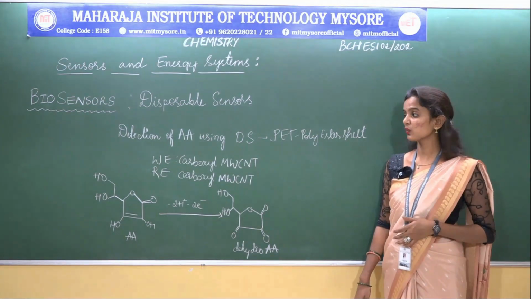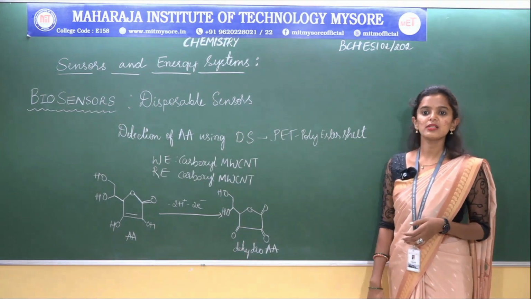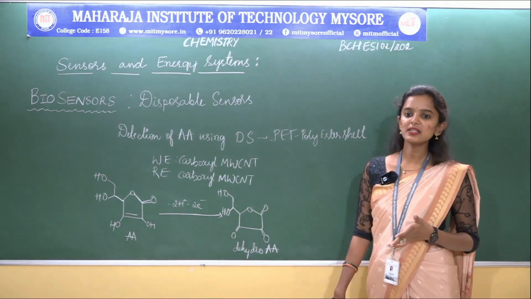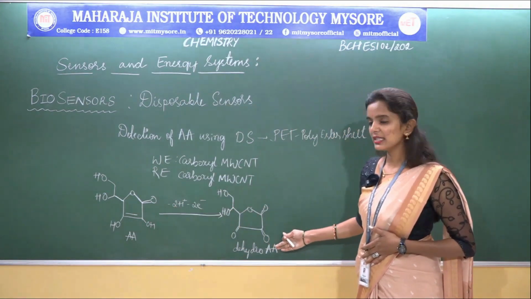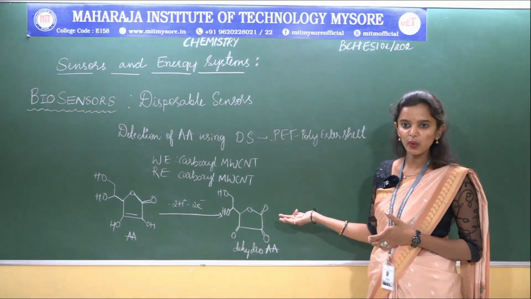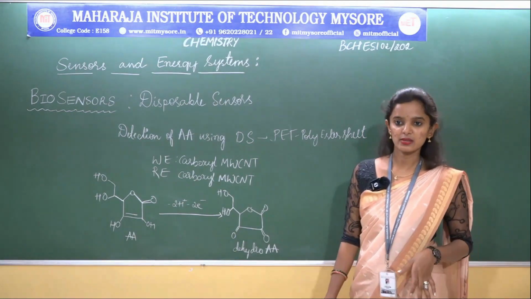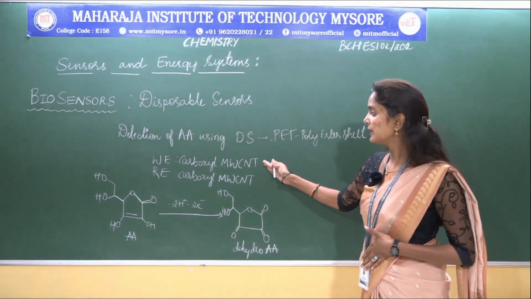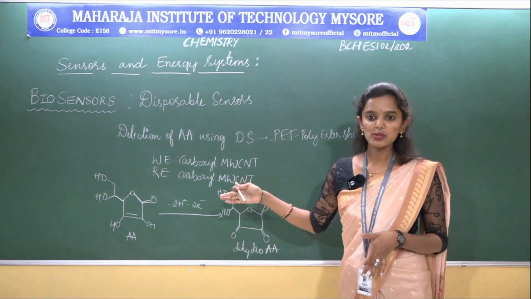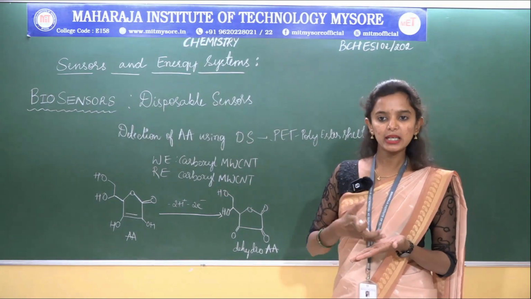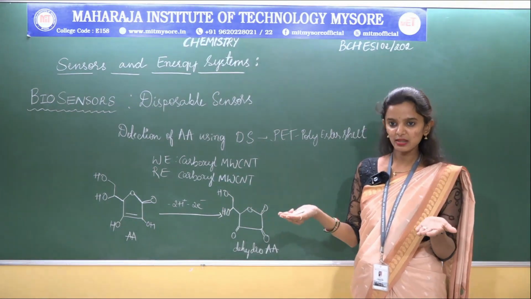Now, let us look into the working of the electrochemical sensor in the detection of ascorbic acid using our disposable sensor. The electrochemical sensor can catalyze the oxidation of ascorbic acid into dehydroascorbic acid in the presence of oxygen. The carboxyl multi-walled carbon nanotubes, the carboxyl MWCNT, which are used as the electrodes, provide the media for the transfer of electrons between ascorbic acid molecules and the matrix interface.